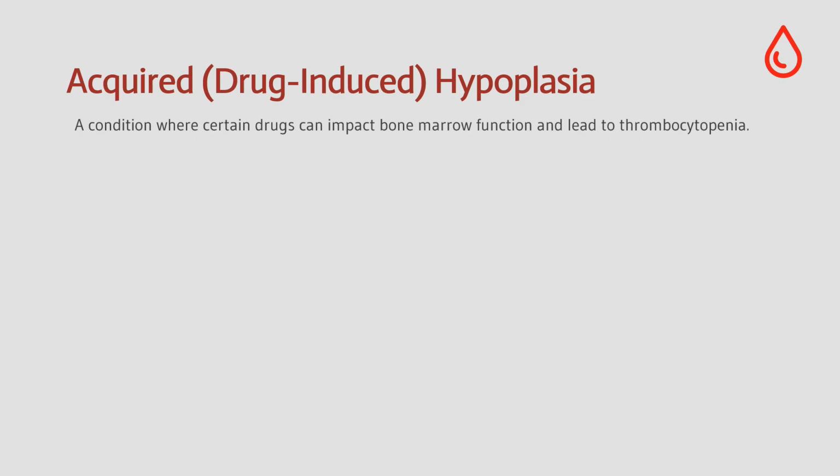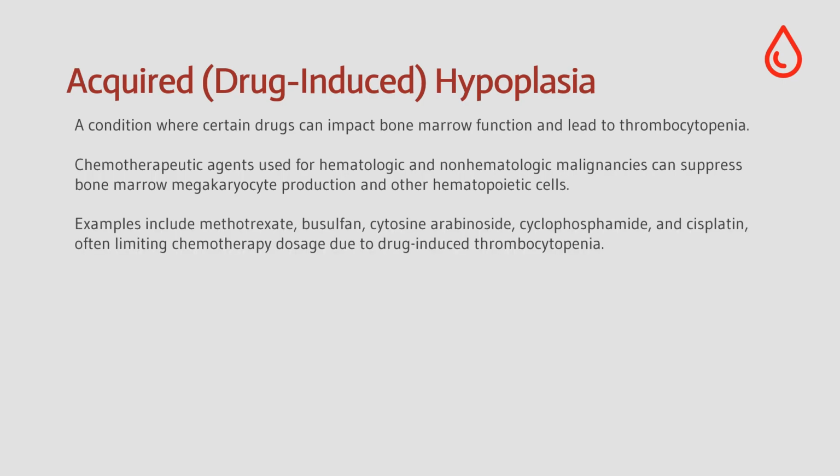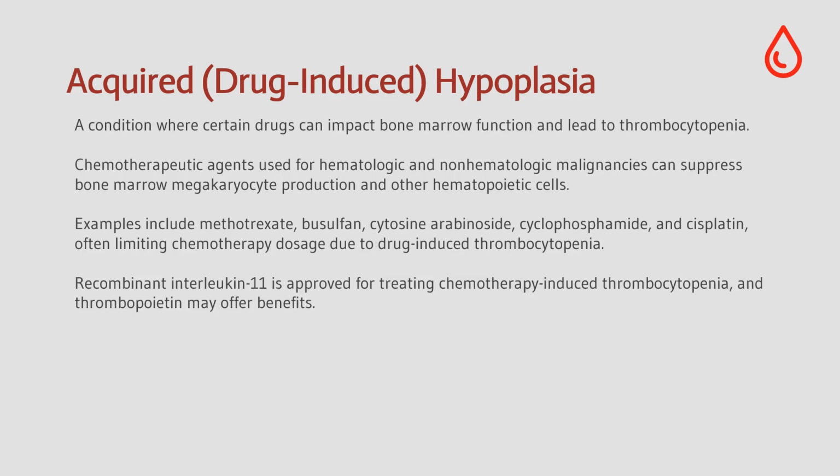Let's explore some key insights. Chemotherapeutic agents used for hematologic and non-hematologic malignancies can suppress bone marrow megakaryocyte production and other hematopoietic cells. Examples include methotrexate, busulfan, cytosine arabinoside, cyclophosphamide, and cisplatin, often limiting chemotherapy dosage due to drug-induced thrombocytopenia. Recombinant interleukin-11 is approved for treating chemotherapy-induced thrombocytopenia, and thrombopoietin may offer benefits.